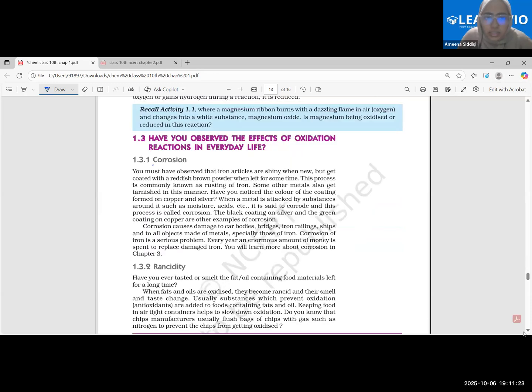Now, corrosion. Have you observed the effects of oxidation reactions in everyday life? What is corrosion?